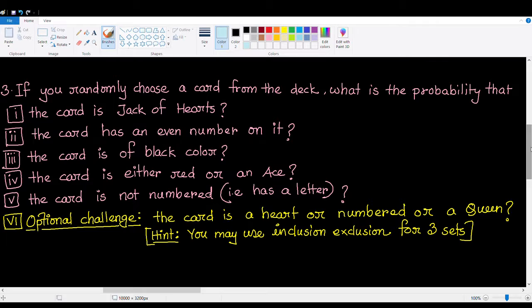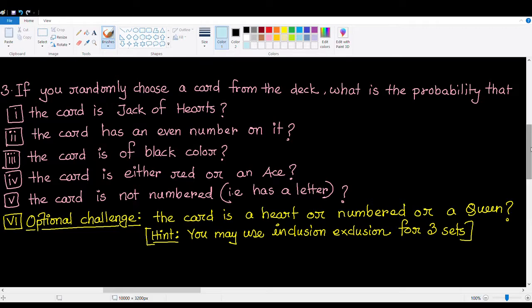Problem number 5 is: what is the probability that the card is not numbered? This is simple. You know how many numbered cards there are, so you can easily calculate how many are not. Then finally get the result. The last question is again an optional challenge.